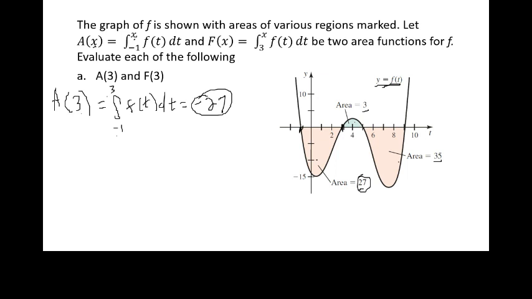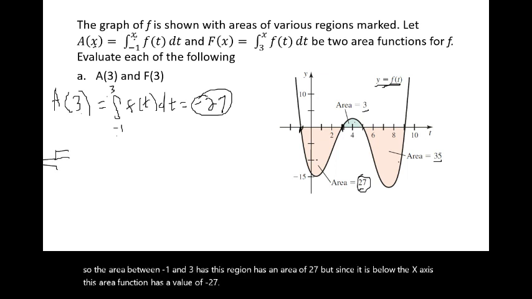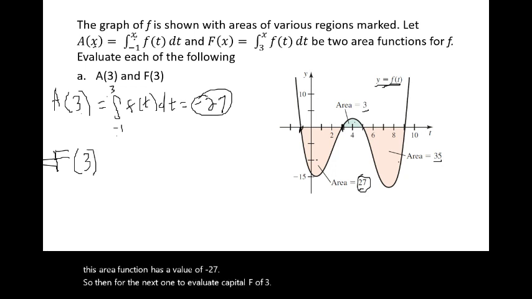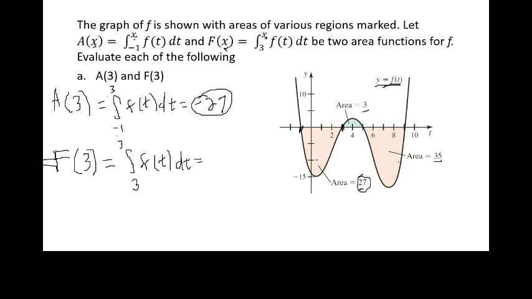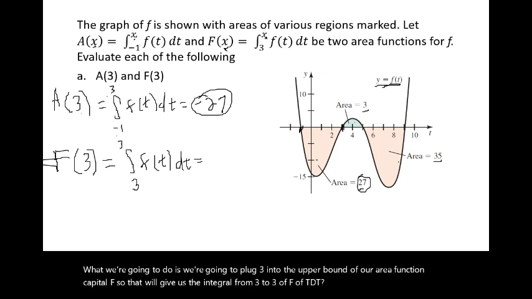Then for the next one, to evaluate capital F of 3, we are going to plug 3 into the upper bound of our area function capital F. That will give us the integral from 3 to 3 of f of t dt. You might remember in the last video that when your bounds of integration are the same, there is no area, so the integral will come out to 0.